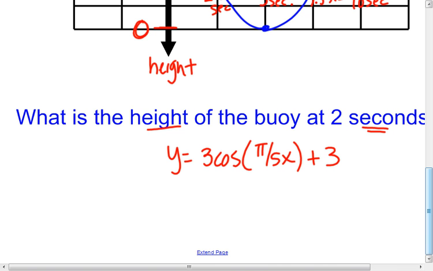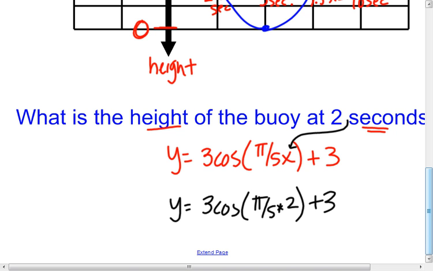Again, time is along your x-axis, so you're going to put that 2 seconds in for your x, and then you're going to simply put your calculator into radian mode, because the pi over 5 is in radians, and so you have to have your calculator in radian mode, and then you are going to simply put that into your calculator. And I don't have an answer, so I have to do it right along with you here.